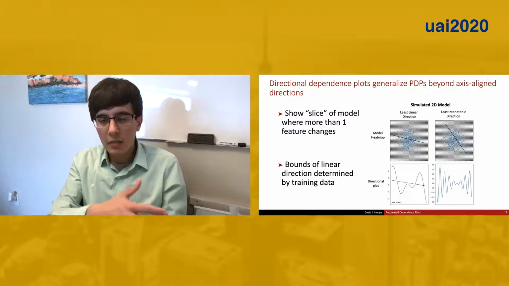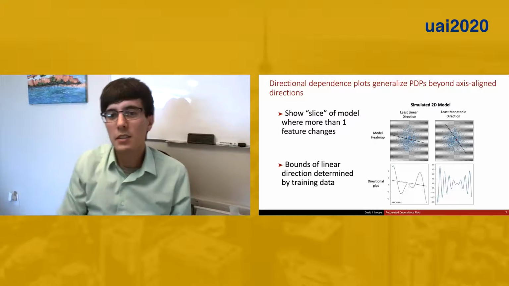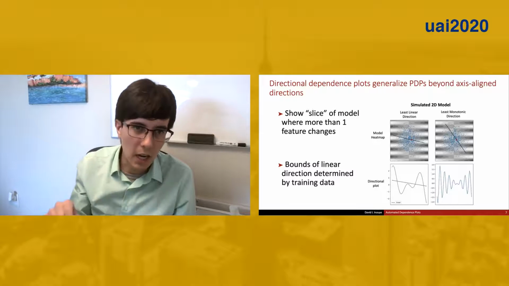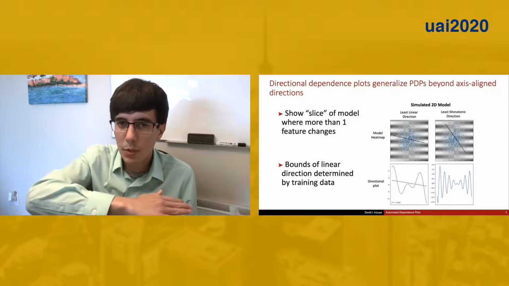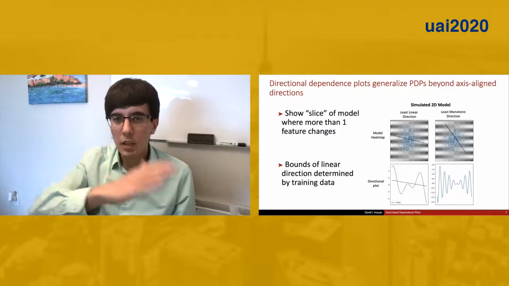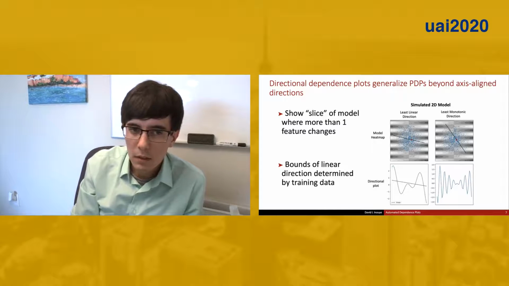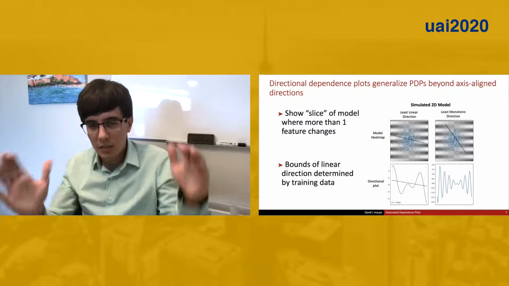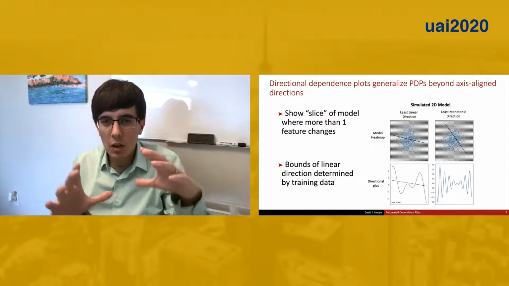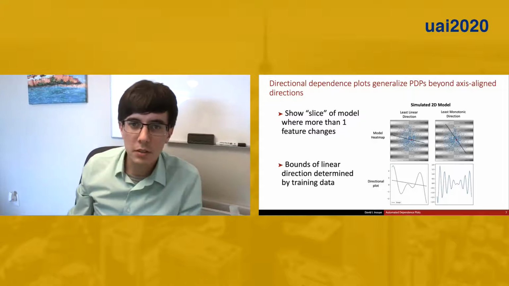Now the second part is directional dependence plots, which generalize beyond axis-aligned dependence plots, which only allow you to change one feature at a time. Now the slice doesn't have to be axis aligned, vertically or horizontally, but it can be an arbitrary direction, usually sparse for computational reasons. And then the bounds of this linear direction, the part of the plot we actually show, we're going to constrain to be near the data density. So we use a simple data density to determine the bounds that we show.